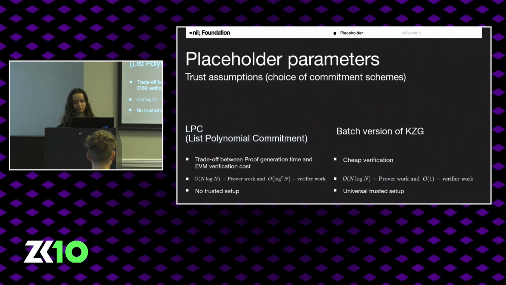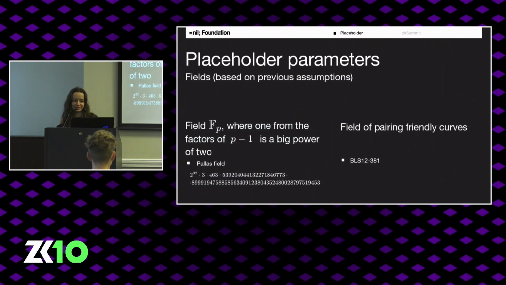The second option is a budget version of KZG. It has always-cheap verification, but we would have some universal trusted setup. The second option is the field, and yes, it's based on your previous choice. So if you choose LPC plus FRI, you can choose any field, but we need the property that one of the factors is a big power of 2. For example, it would be the Pallas field. I'll give you some factorization, and you see here a big power of 2. And if you choose KZG, you need to use the field of pairing-friendly curves, obviously.